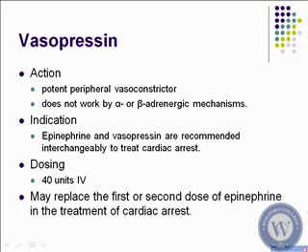Vasopressin is a potent peripheral vasoconstrictor. It does not work by alpha or beta-adrenergic mechanisms. There's some more of an alpha kind of effect. It's a severely potent peripheral vasoconstrictor.